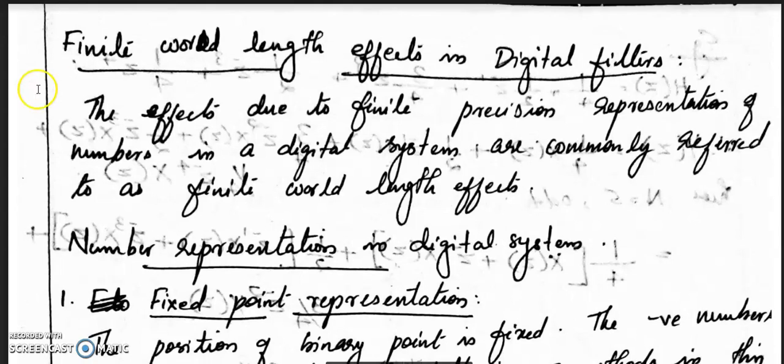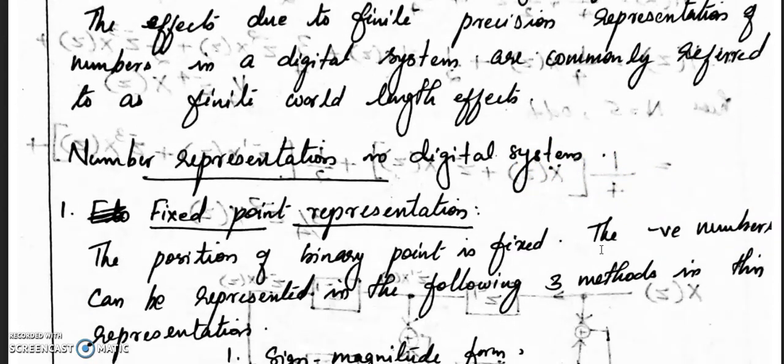Now the topic is number representation in digital systems: how we represent numbers in a digital system. In digital systems, as in signal processors, there are two types of number representation: fixed point representation and floating point representation. Let's see fixed point representation first.